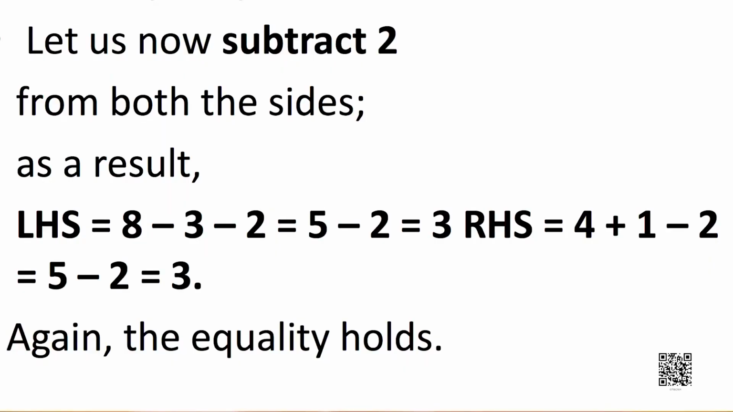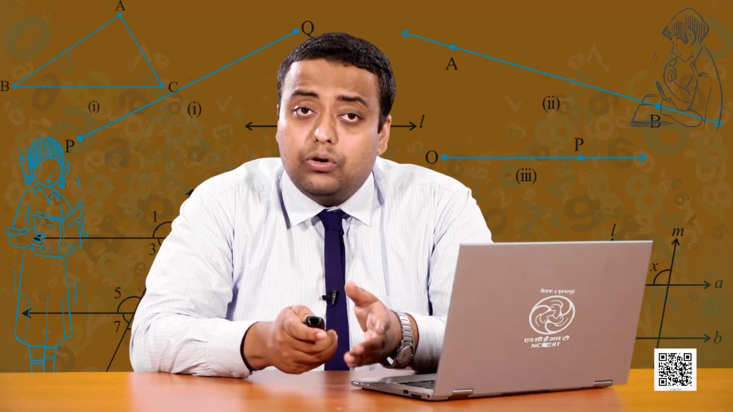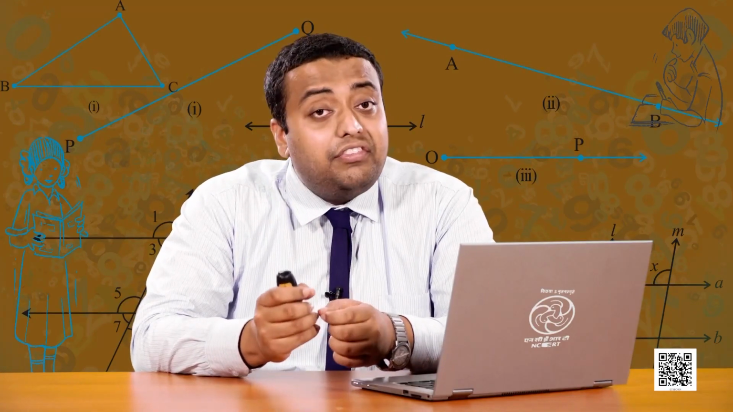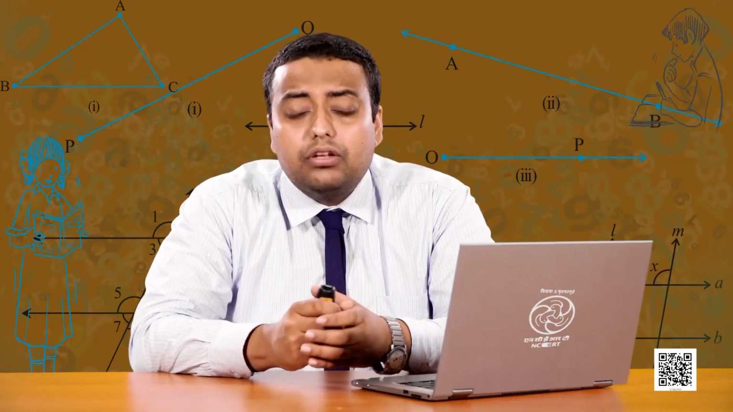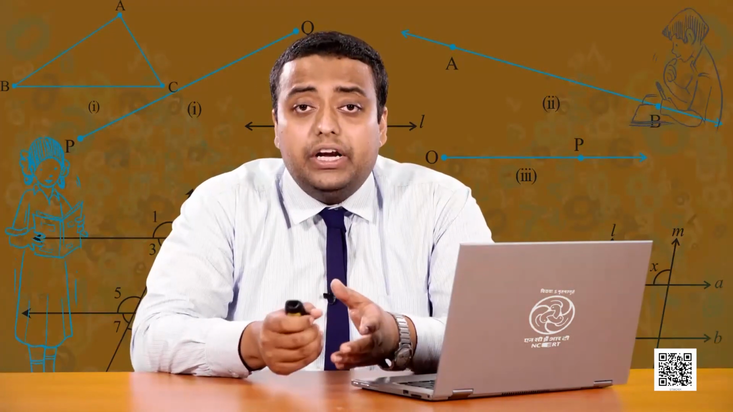Let us now subtract 2 from both the sides. As a result, LHS is equal to 8 minus 3 minus 2, equal to 5 minus 2, equal to 3. And RHS will be 4 plus 1 minus 2, equal to 5 minus 2, equal to 3. Again, the equality holds. Thus, if we subtract the same number from both sides of an equality, it still holds.